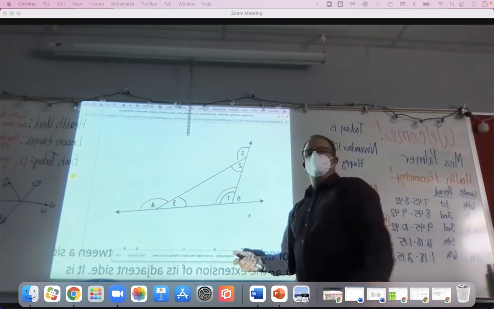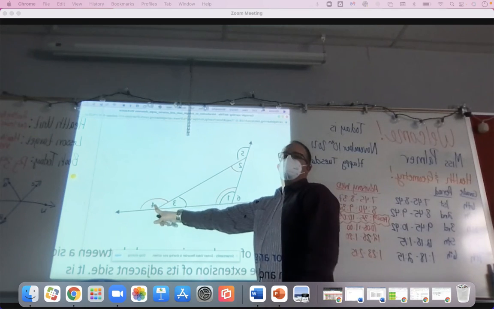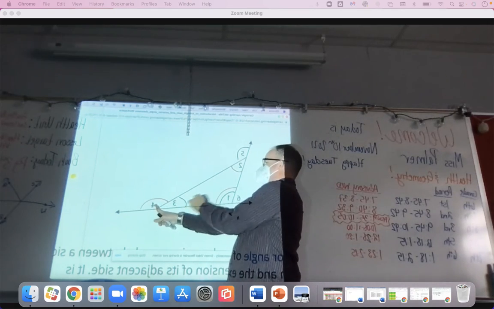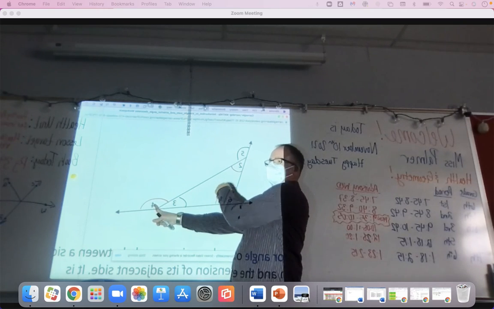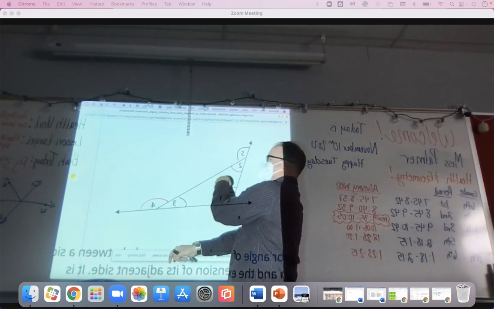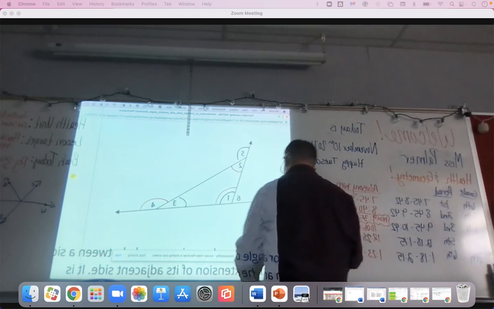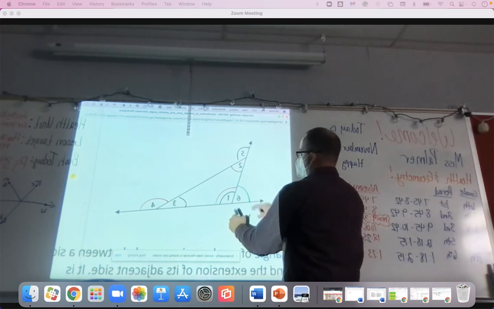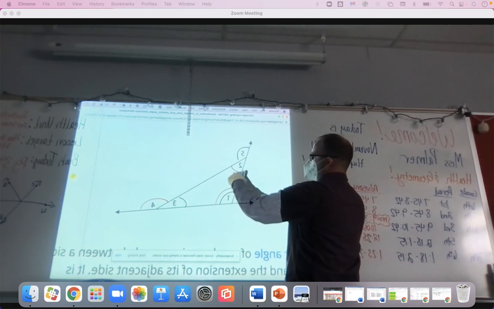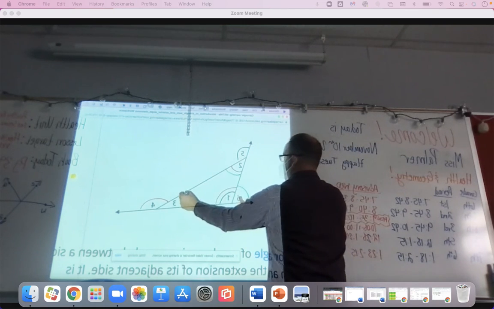Here's what I need you to notice. This red angle, what angles am I including? The one that is adjacent to it or the ones that are opposite? Opposite. So angle 4 is the same as its opposite angles. One more. Angle 6 is going to be the same as, what are the opposite angles? 2 and 3.